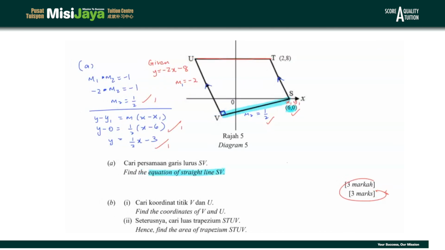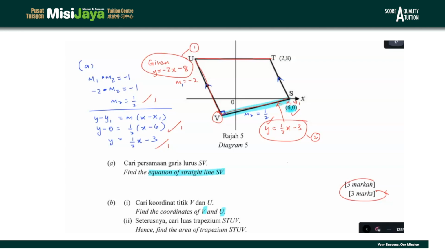Now we continue with question B1. Find the coordinates of V and U. We find the coordinate of V first. Just now we already got the equation for VS, and this one is known, it's given here. This equation is y = 1/2 x - 3. In order to find the coordinate V, V is the point of intersection between the two lines, right? So we can use simultaneous equations to get the answer. This one we let be equation 1, and this will be equation 2.